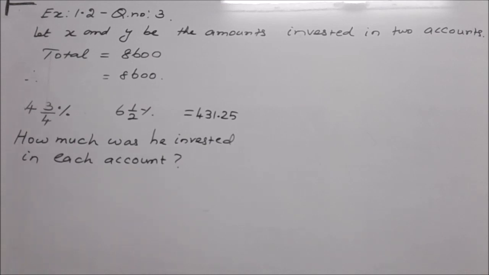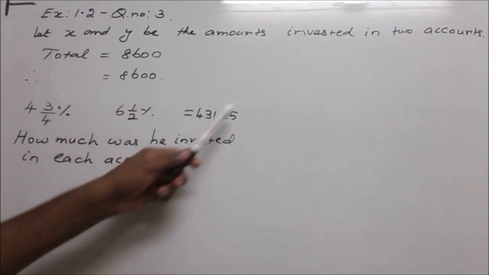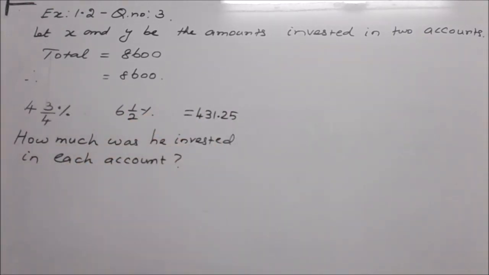Now question number 3, exercise 1.2. There are two amounts invested in two different accounts. The total amount is 8,600. One account earns 4 3/4% interest, and the other amount earns 6 1/2% interest. Then the total interest is given as 431.25. Then how much was invested in each account?